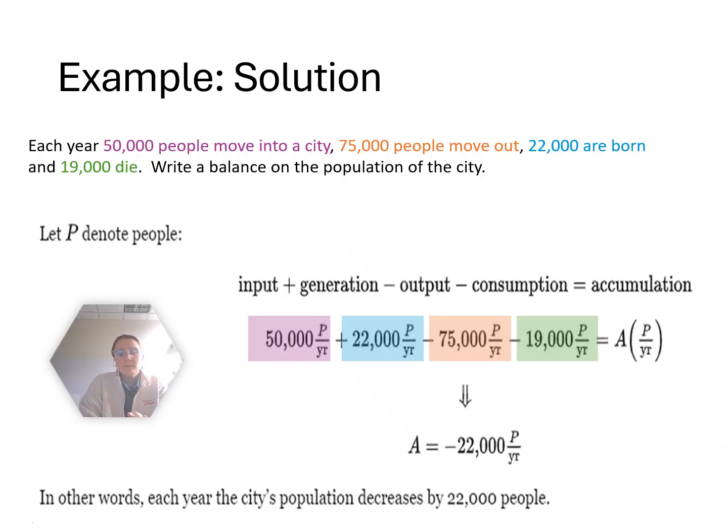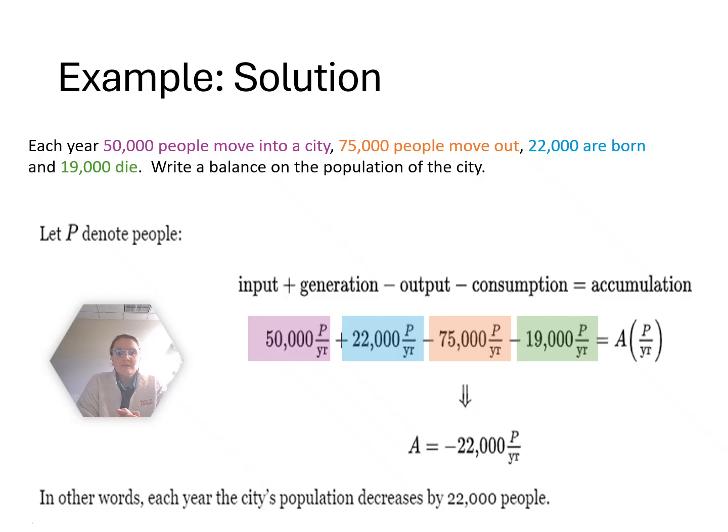So if people are moving into the city, they are crossing the system boundary, which means that the 50,000 must be an input. So everything that you see on the screen that's in purple is related to that input. When we have the 75,000 people moving out, they are crossing the system boundary again, outside of the system and leaving. So they are actually the output term. So everything in orange is related to output.